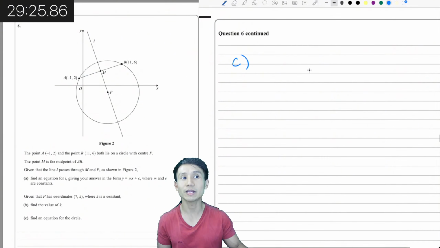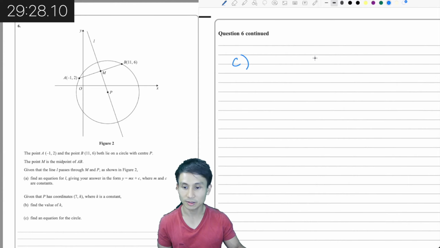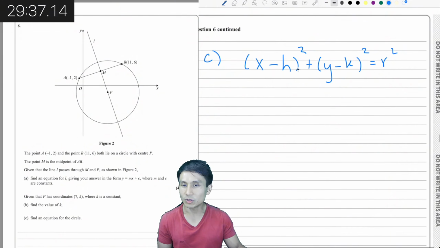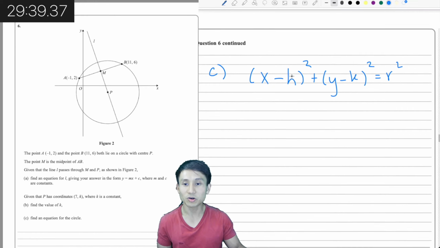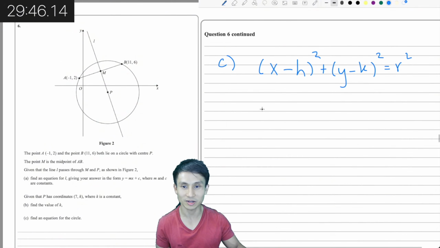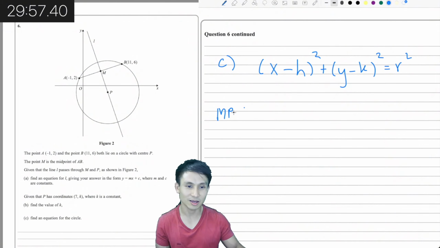C. Find an equation for the circle. Right, so we do x minus h squared plus y minus k squared equals r squared. Now we don't quite know r yet, but we were trying to do Pythagoras for that. Right, so we're gonna do, I shouldn't have deleted those, right? Okay, so, yeah. So MP, that's 3 marks. Yeah, I guess we gotta do that.